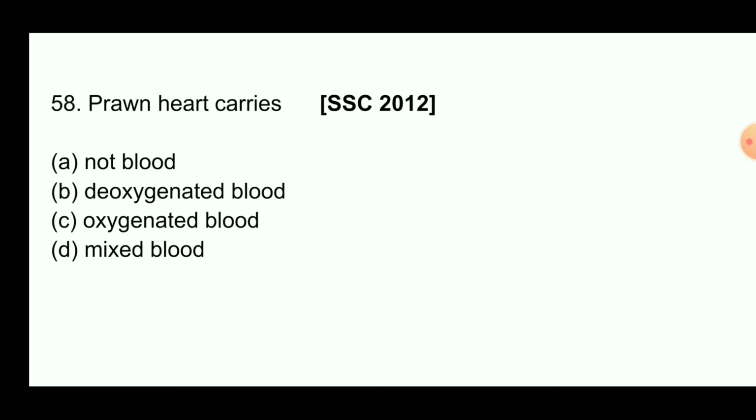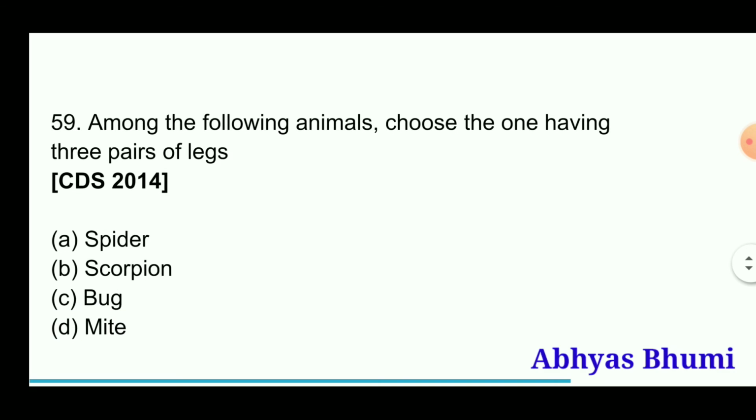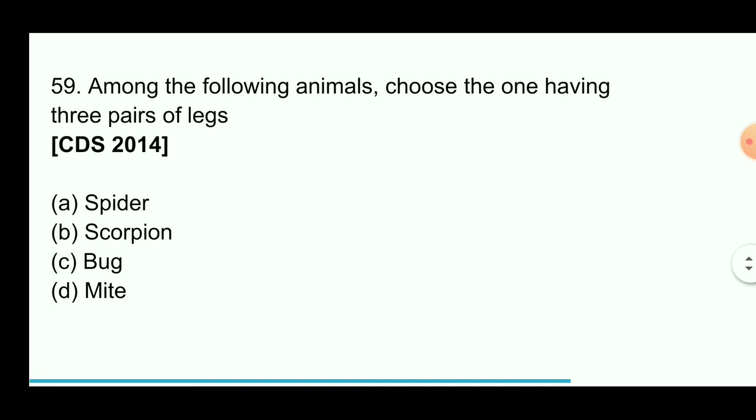Next question on your screen. Prawn heart carries: option A, no blood. Option B, deoxygenated blood. Option C, oxygenated blood. Or option D, mixed blood. According to you, which option is right, guys? Just tell me the right answer. If you are selecting option C, you are absolutely correct, guys. Oxygenated blood was the right answer.